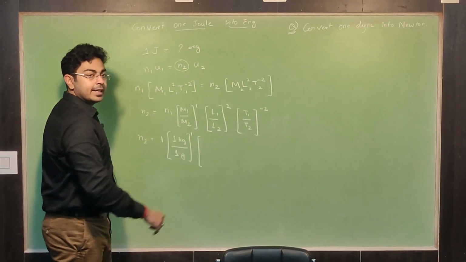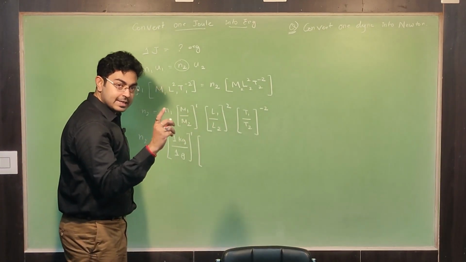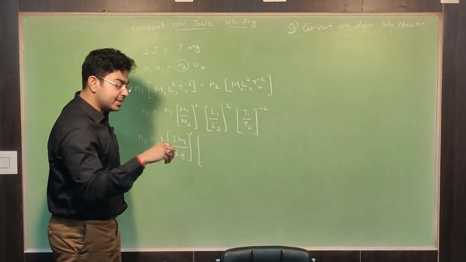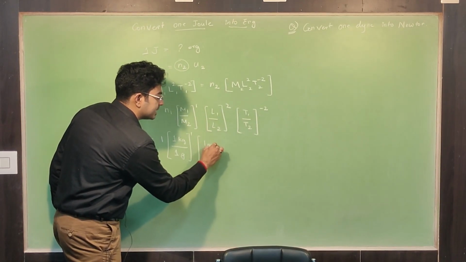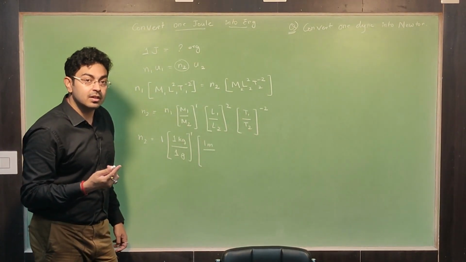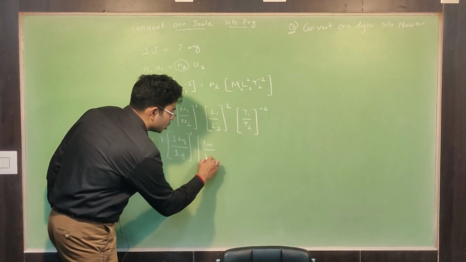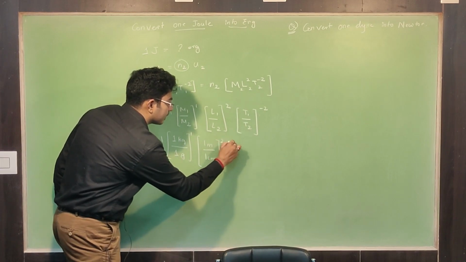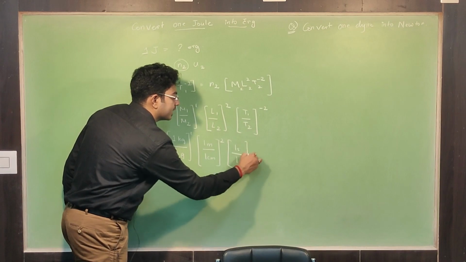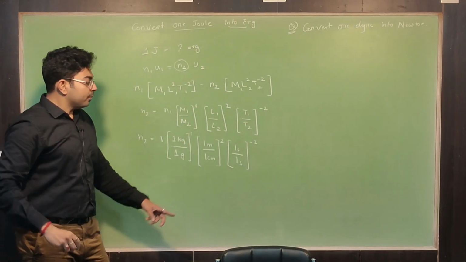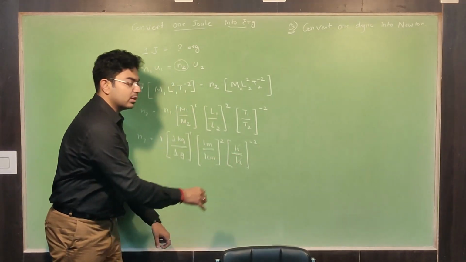Now L1 by L2. What is L1? The length. Standard value in SI unit, that will be 1 meter. L2, what is it? This is the length. Standard value in CGS unit, that is 1 centimeter. T1, standard value in SI unit, 1 second. So now, this part we are having no problem. 1 second, 1 second, it can be cancelled out like this.